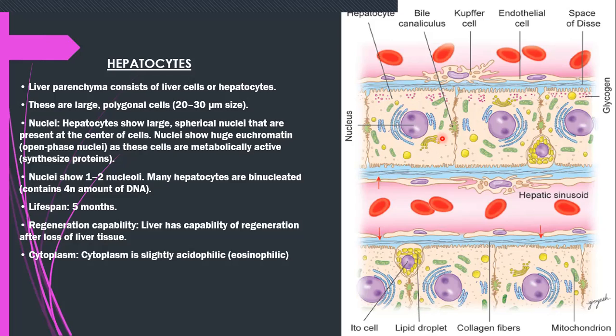So also these hepatocytes, their lifespan is 5 months, and they have a high regenerative capacity. That is why it is even possible to do a liver transplant twice, because once you slice the liver, it can regrow. Okay, that is the interesting thing about the liver. It can regrow. Unlike other parts of the body, like a finger, if your finger is cut, it can't regrow. But if you slice the liver, it will regrow. So their cytoplasm is eosinophilic. It takes up eosin stain.